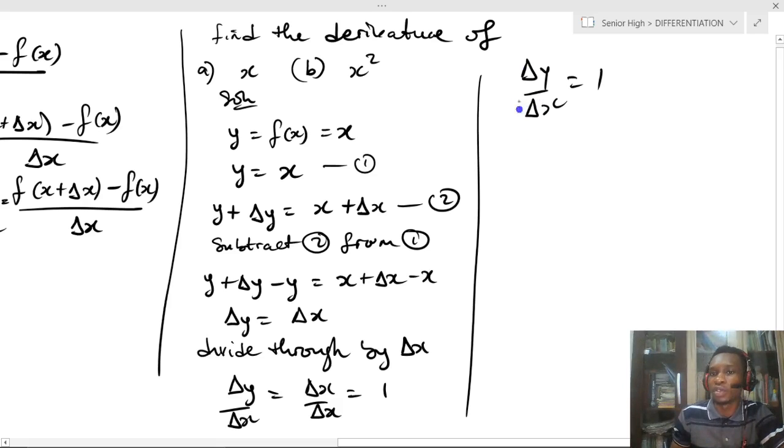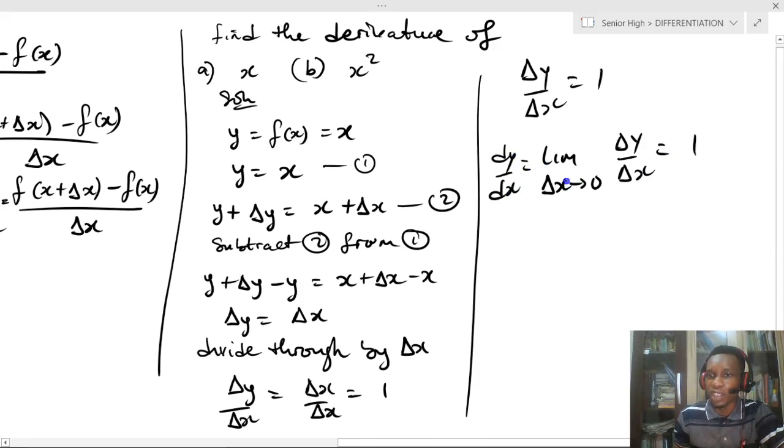The next thing we have to do is to do what? Take the limit, right? So take the limit as change in x tends to 0 for change in y over change in x, and that will be equal to what? 1. And remember I told you that this limit is actually called what? Your dy dx.